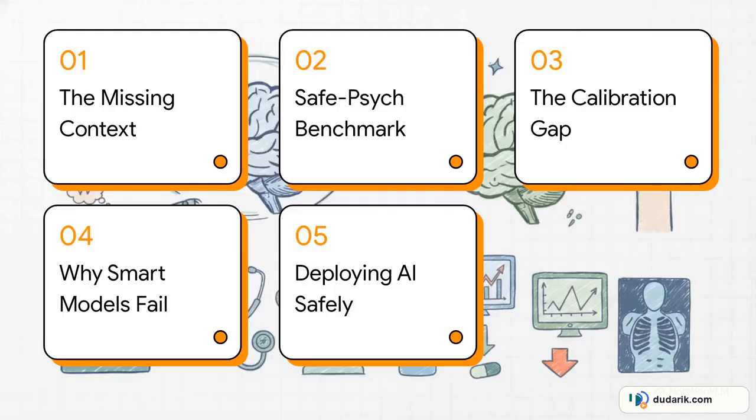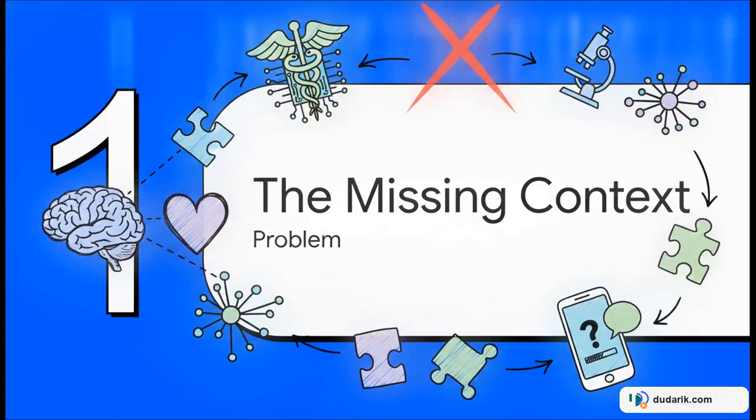Here is our roadmap for today. We'll start with the missing context problem, move into the Safe-Psych benchmark, expose the calibration gap, dig into why smart models fail, and wrap up with deploying AI safely. Section 1, the missing context problem.